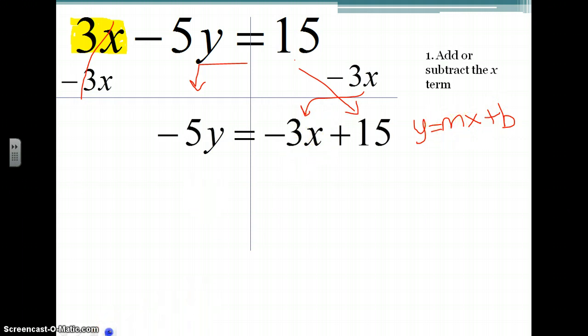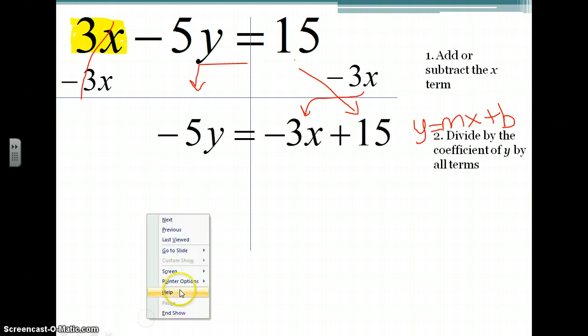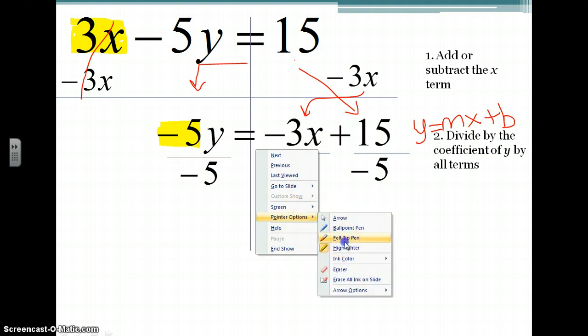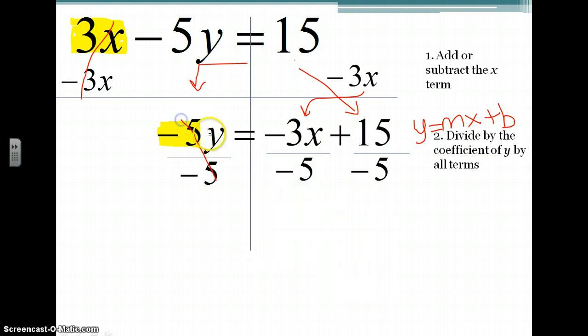Now, step number 2 says divide by the coefficient of y by all terms. Well, what's the coefficient of y? It's this negative 5. So I'm going to divide everything by negative 5. I'm going to divide by negative 5 on all of them. Now, this is going to cancel, and then I divide through.